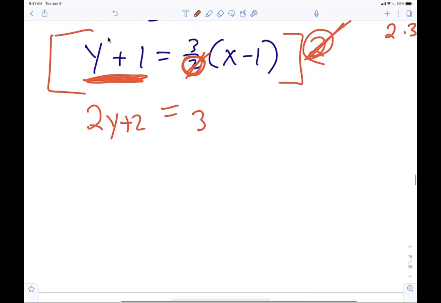3 times x minus 4, which is 3x minus 3. Perfect. 3x minus 3. Everybody happy with that? That was the tricky part. All right, now we want the x to be positive. So what am I moving, Jackson?